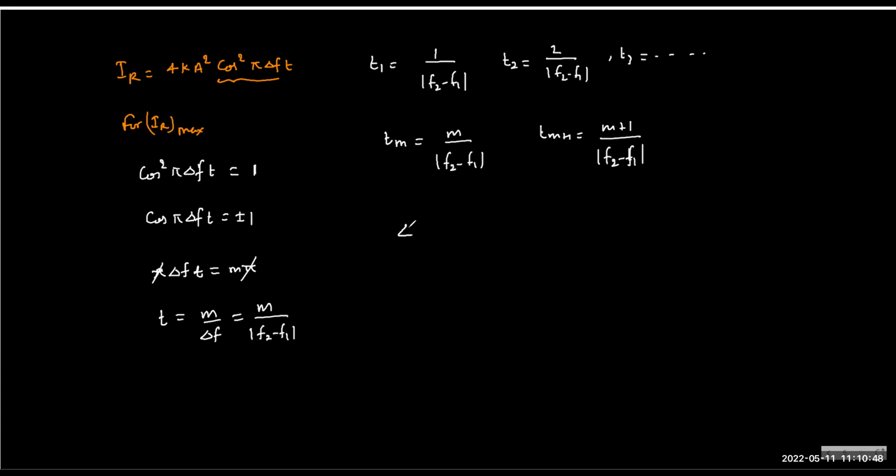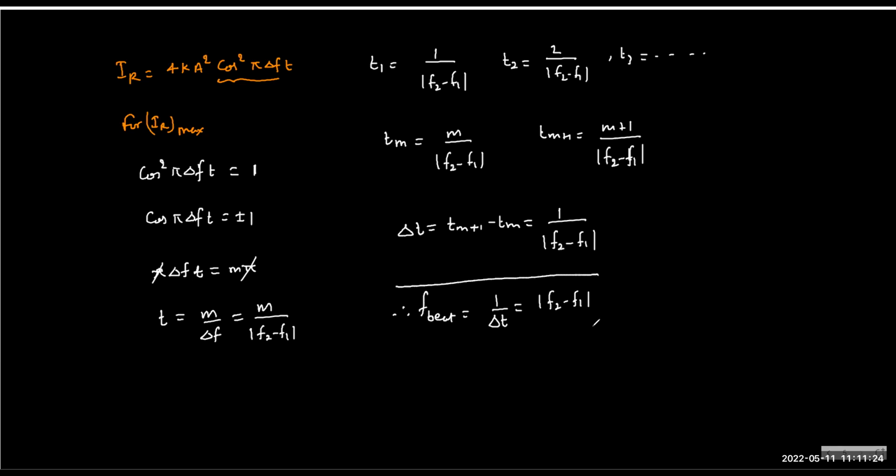And what I said, the beat interval is defined as the difference between two successive maxima. And if you take the difference, you get 1 upon this. And therefore, the beat frequency, which we define as the inverse of the time interval between two successive maxima or minima, you can choose both, the answer will be, so it is inverse, this will become just the difference of frequency.